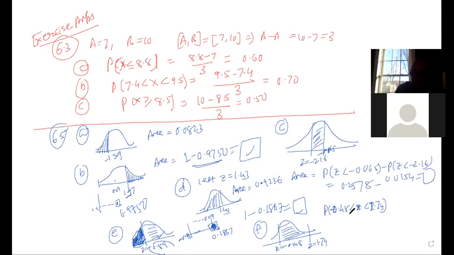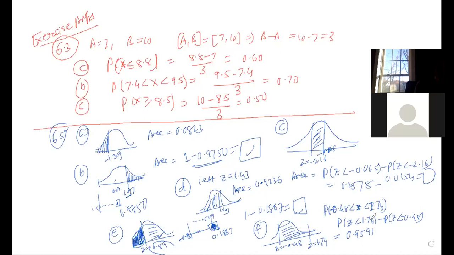Right, guys? So that is equal to probability of Z equal to this one and Z equal to this one. That sounds good. So that is equal to probability of Z less than 1.74 minus probability of Z less than negative 0.48. So here you're going to add one value. That value is, if you use the book table, you're going to get 0.95911. Let me double check.